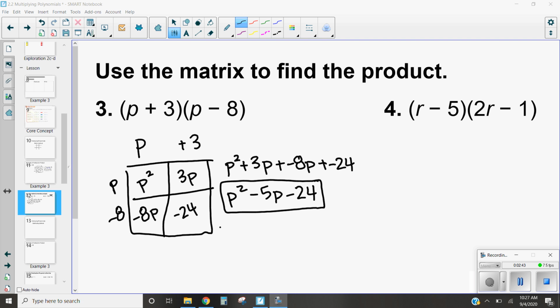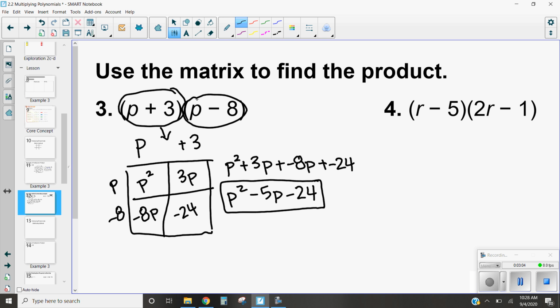Okay, hopefully your attempt went well. In that time I also went over it, and here's my solution. I took this first polynomial and put it on the top, and I broke it down term by term. So I have p and my positive 3, and then I took my next polynomial and put that on my vertical side. So I have p and a negative 8.